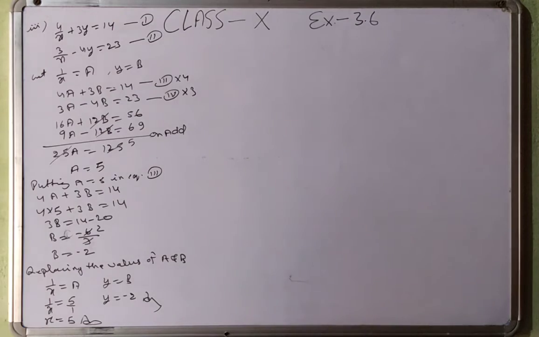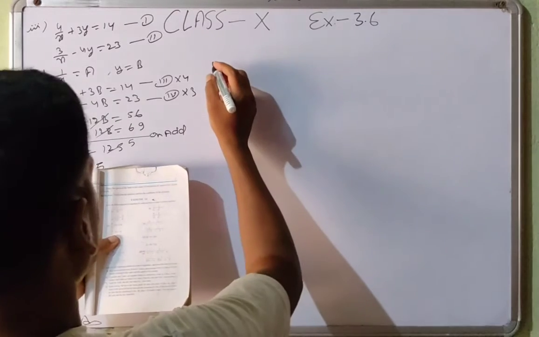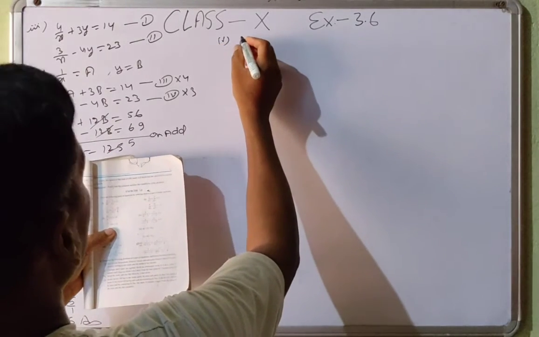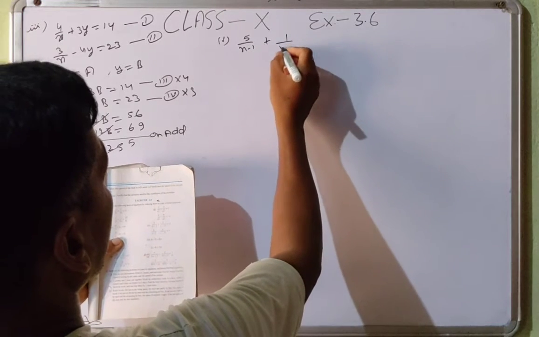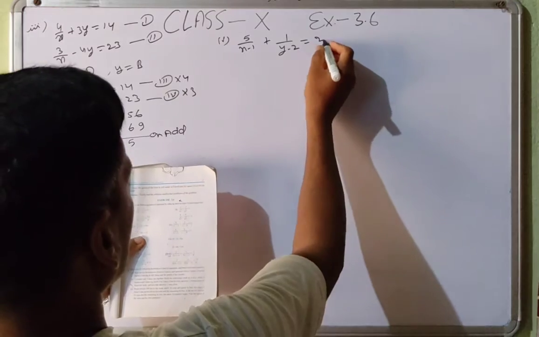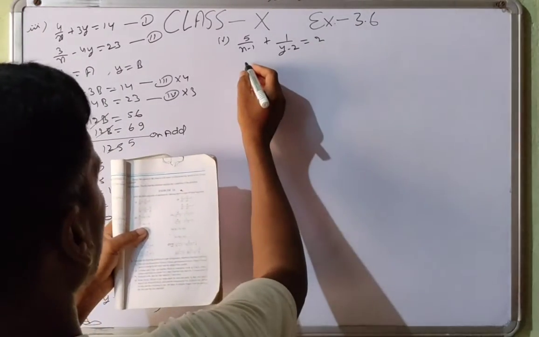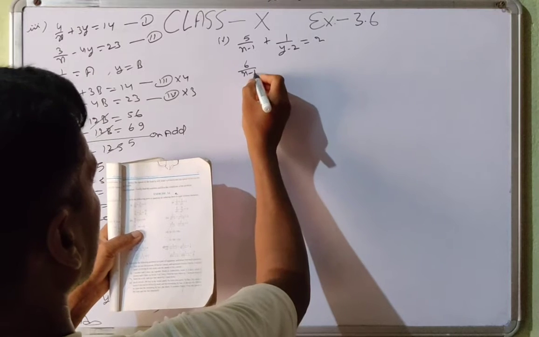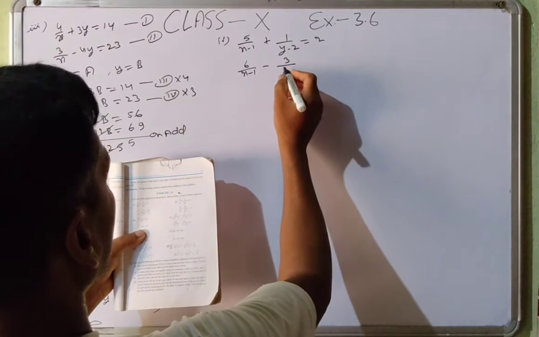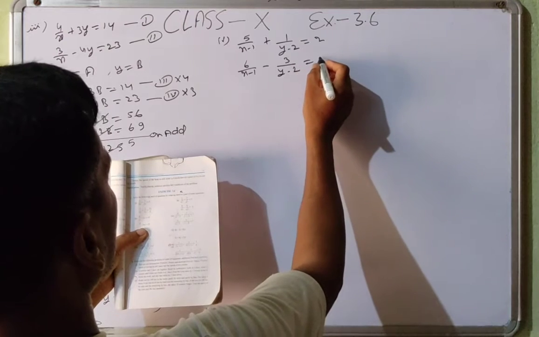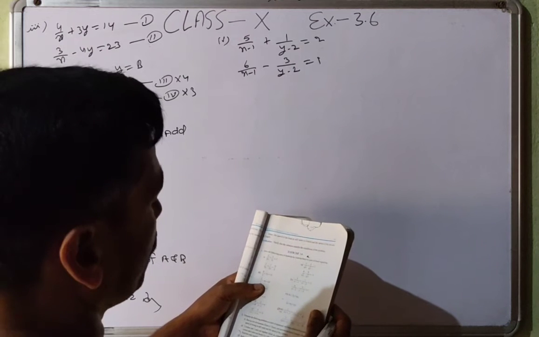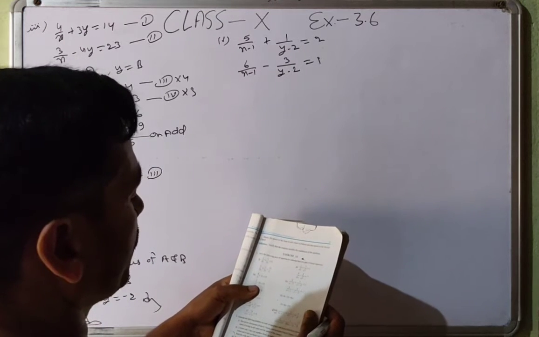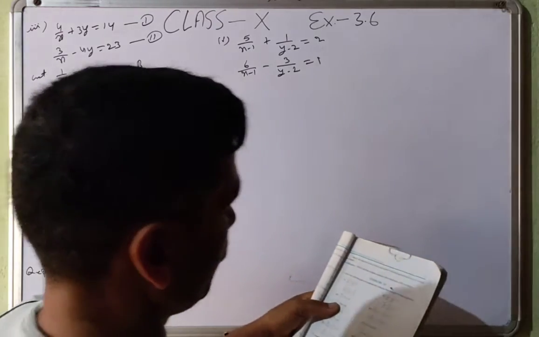Okay, and then question number 4, sorry, part number 4: 5 upon x minus 1 plus 1 upon y minus 2 is equal to 2, and 6 upon x minus 1 minus 3 upon y minus 2 is equal to 1.